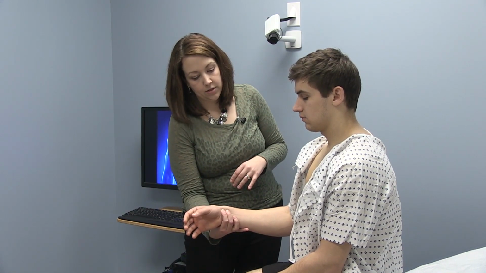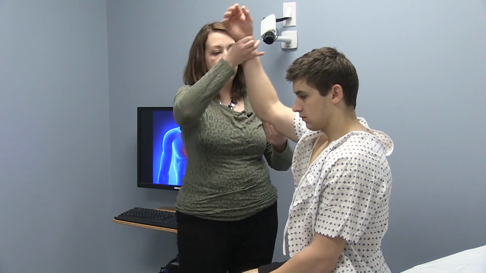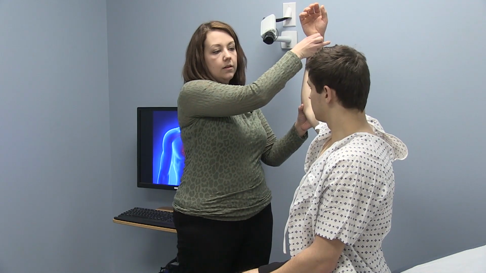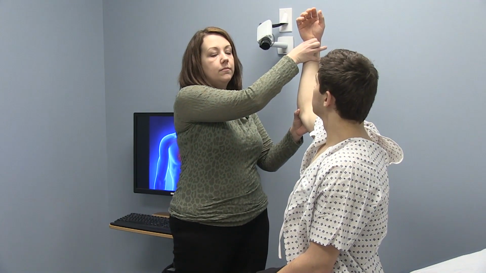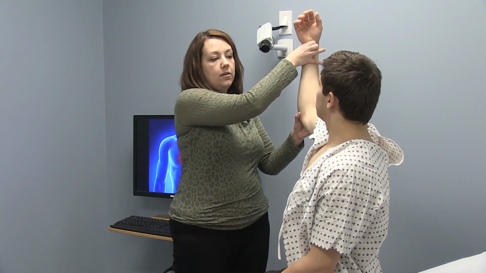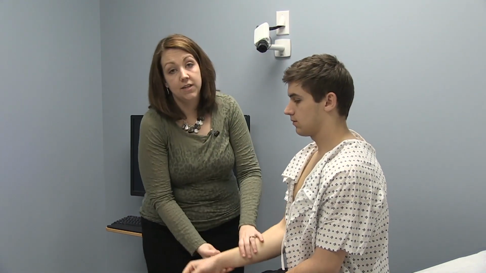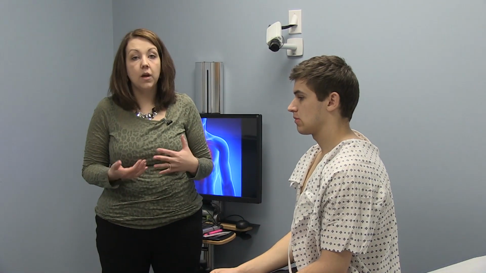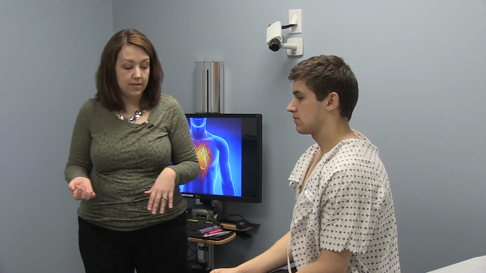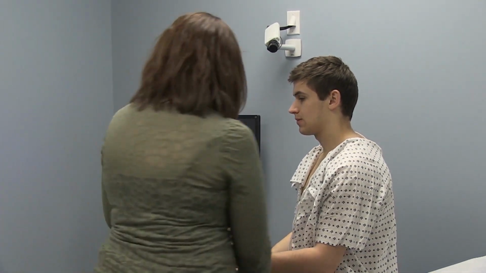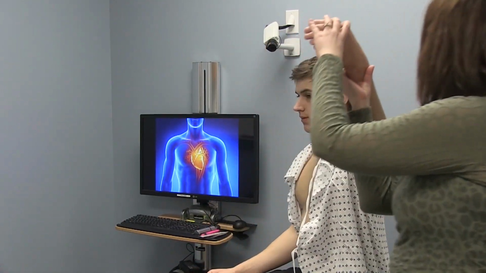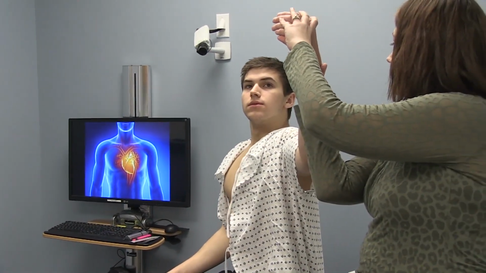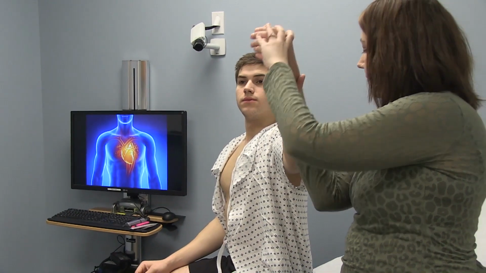Now what I'm going to have you do is I'm going to raise your arm. I'm going to have you turn your head toward me, lift up your chin, and take a breath in. Okay, and you can breathe. Now, a positive test would be that the pulse strength would diminish during that maneuver. A normal test is that it continues to be the same. And we'll do the same thing on this side. Okay, turn your head toward me, take a breath in. Okay, you can relax.